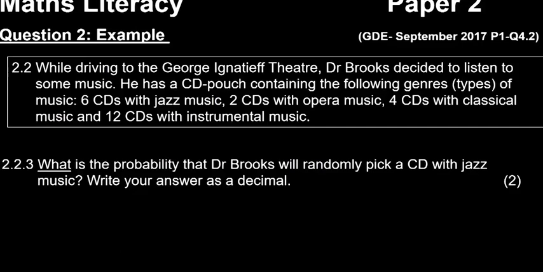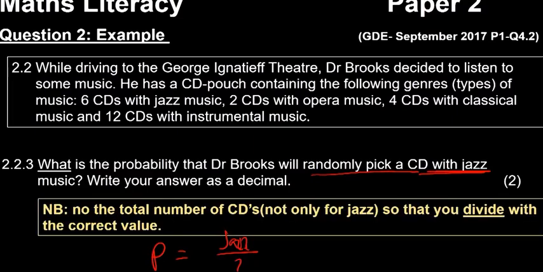Next one, what is the probability that Dr. Brooks will randomly pick a CD with jazz? Here, we know that our probability is going to be jazz over something. How do we find that something? Make sure that you calculate the total number.